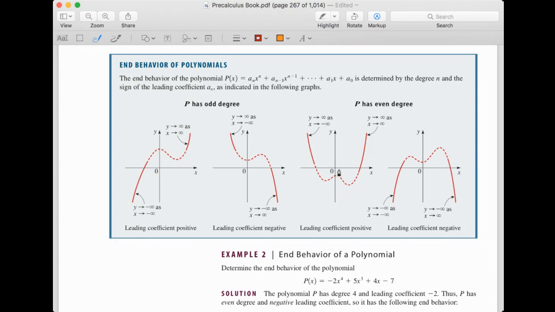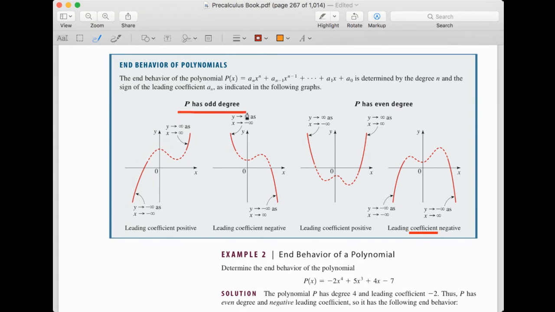And this end behavior is x becoming smaller and smaller because we're going this way, and y becomes bigger and bigger. X becomes bigger and bigger, y becomes bigger and bigger. X becomes smaller and smaller, y becomes smaller and smaller. X becomes bigger and bigger, y becomes smaller and smaller. So this is with leading coefficient negative, and it's an even degree. So those are end behaviors.